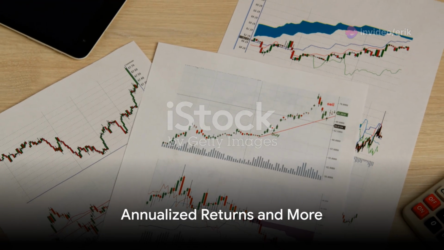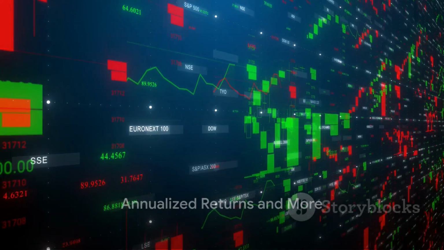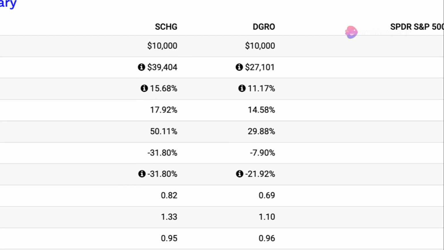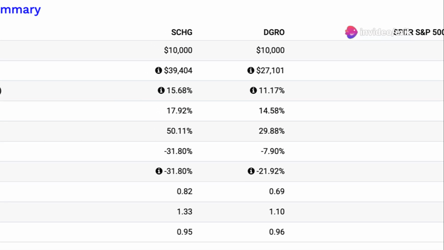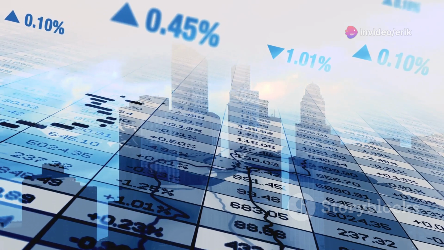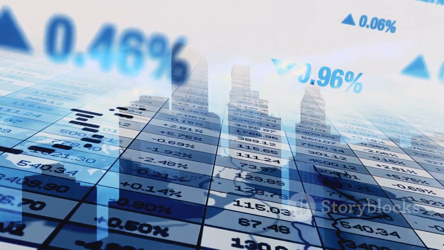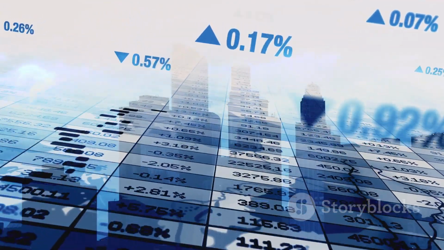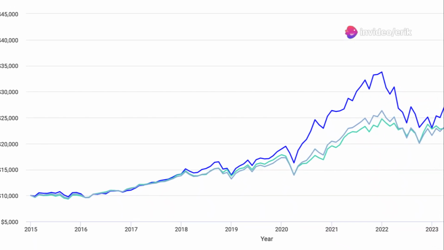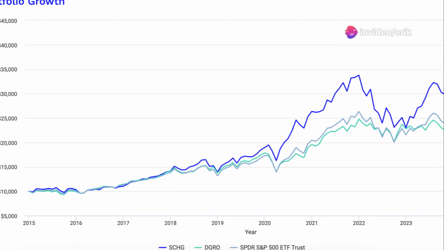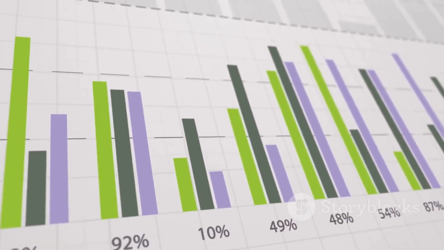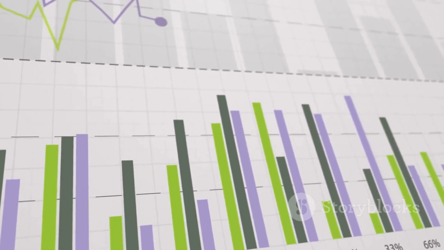You invest to grow your wealth. So how do SCHG and DGRO stack up in terms of returns? Let's dive into the numbers. SCHG, the Schwab U.S. Large Cap Growth ETF, boasts an annualized return or compound annual growth rate of 15.68%. It's quite the performer, especially in its best year, soaring to an incredible 50.11%. However, it wasn't always smooth sailing. The worst year saw a sharp decline of 31.80%, mirroring its maximum drawdown.